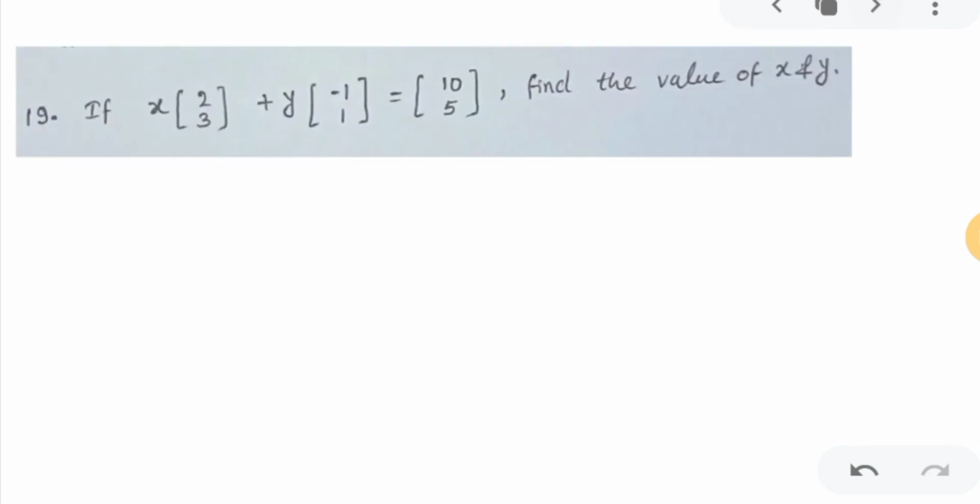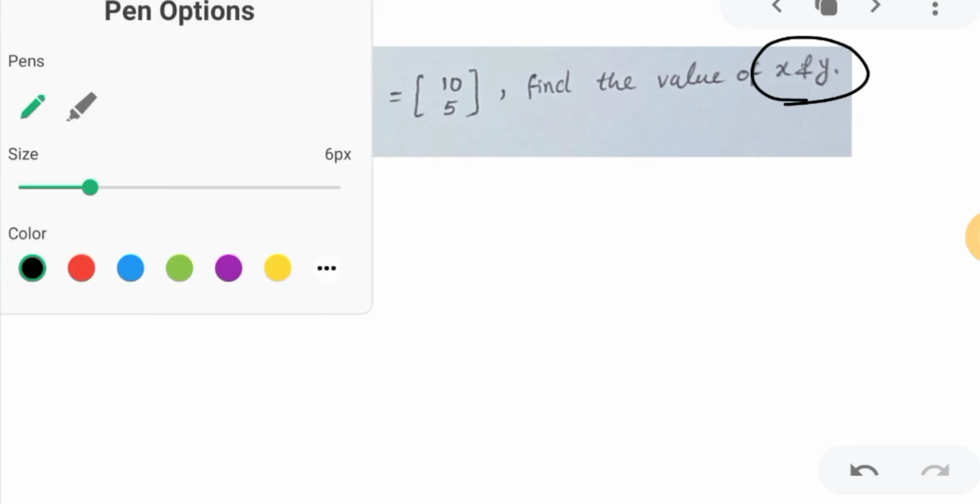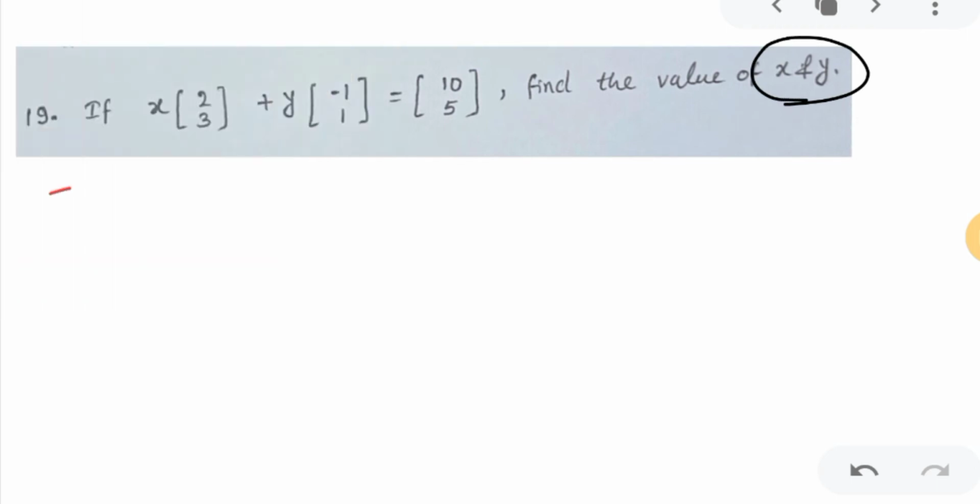So now we'll move to question number 19. What is question number 19? If x into the matrix 2, 3, plus y into the matrix minus 1, 1 is equal to the matrix 10, 5, then find the value of x and y. This question is very easy. Just simplify this and solve. You will get two equations. So I am doing it directly here.